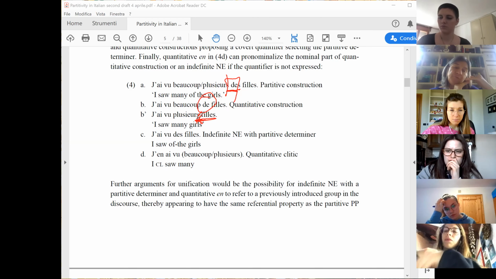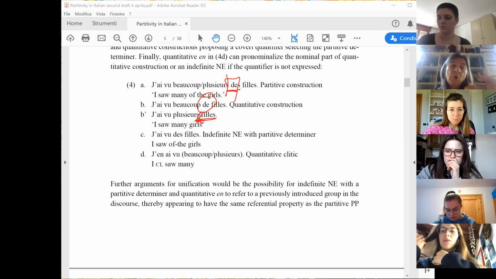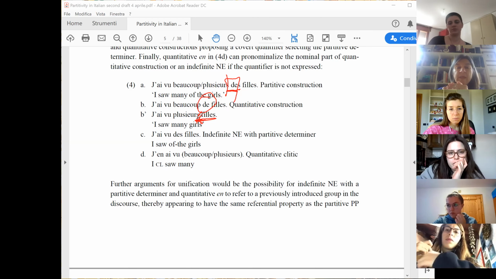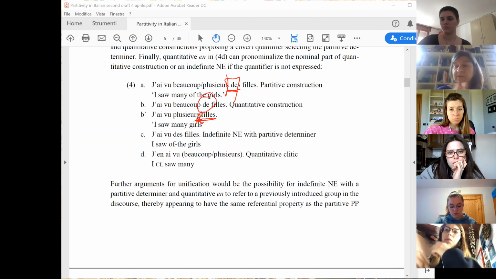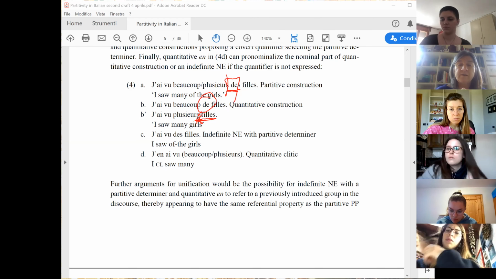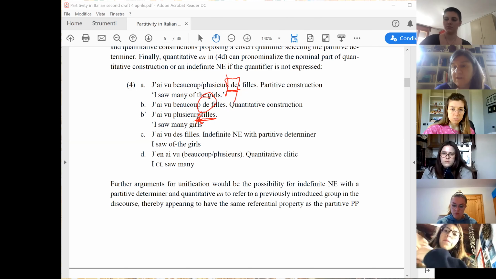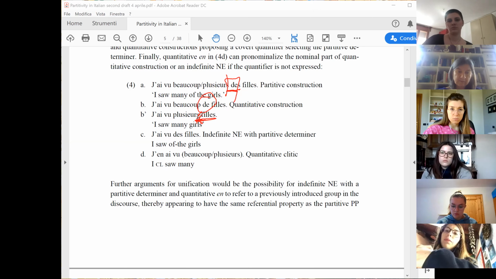Okay, so if we want to unify beaucoup and plusieurs in 4B and B prime, then why not unify 4A and 4B with beaucoup? You know, after all, there the only difference is the definiteness feature on the partitive, okay? But that could be the difference that gives you a different semantics, okay?